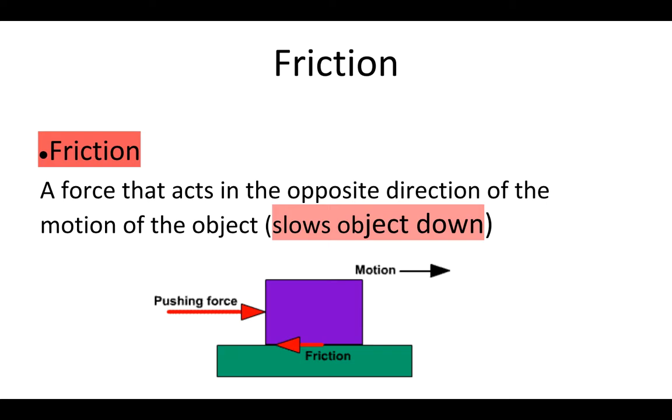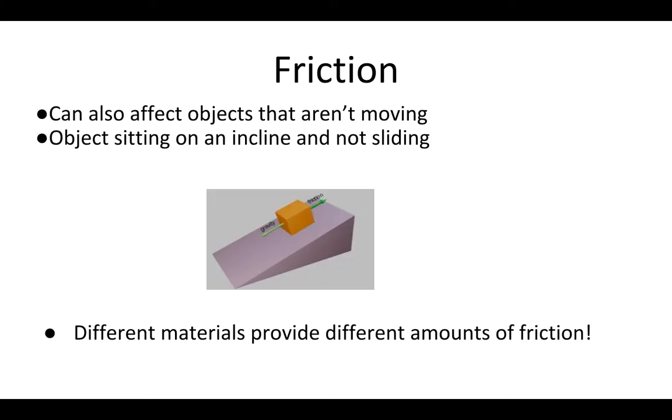Friction. A force that acts in the opposite direction of the motion of the object. It slows it down. So like if you ever tried to move a piece of furniture, you have the friction of the ground. Where they touch is where they rub, and it's going to slow the object down. Friction can also affect objects that aren't moving, objects sliding on an incline and not sliding. Different materials provide different amounts of friction.